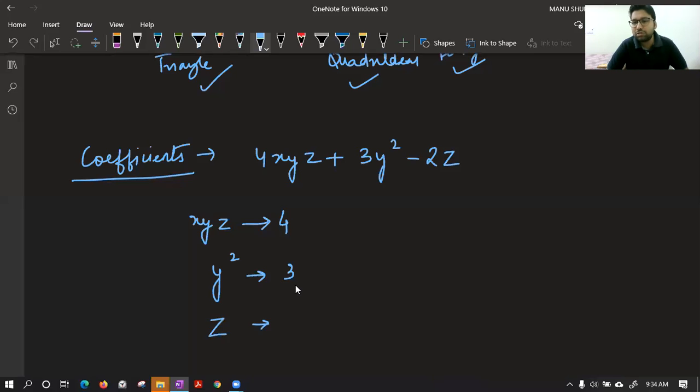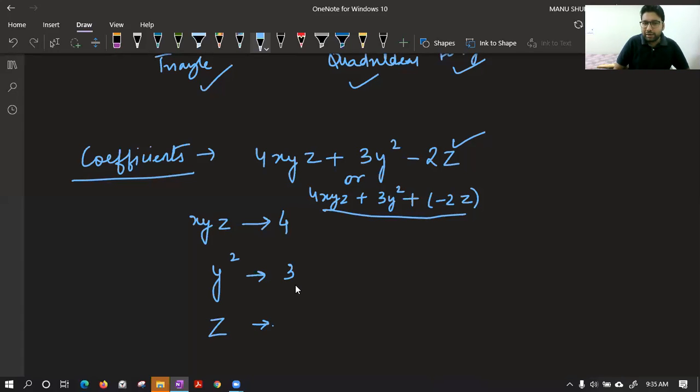If I ask the coefficient of z, this time be careful, because see the mistake you have done. I have told you, you can't ignore this negative. Minus is very much important. You can write the same expression as 4xyz plus 3y square plus minus 2z. This is the main expression. If you are understanding, you can use this also. If you're not able to understand, always try to write like this and then it will be easy for you. The coefficient of z is minus 2. I hope this coefficient thing is clear to you now.